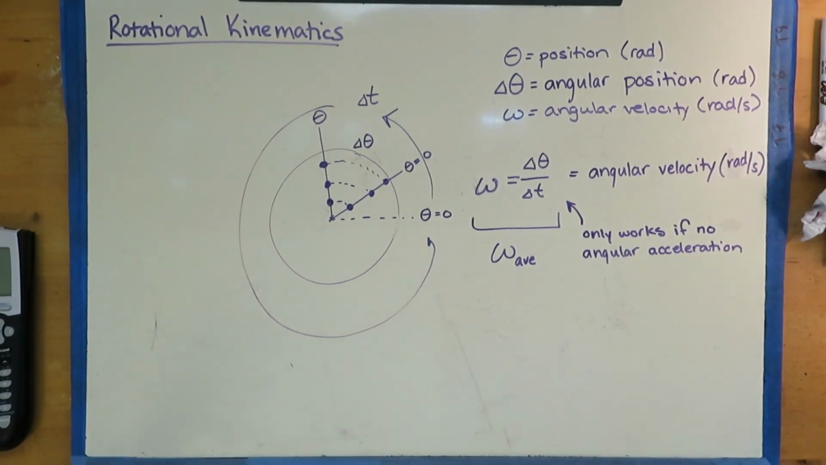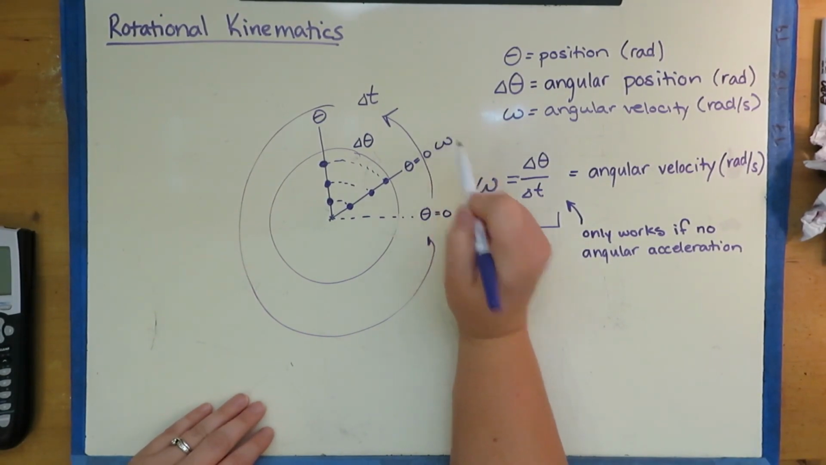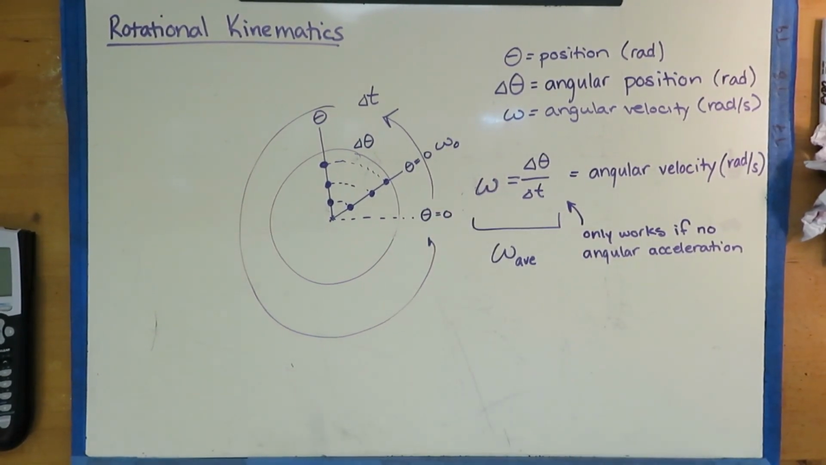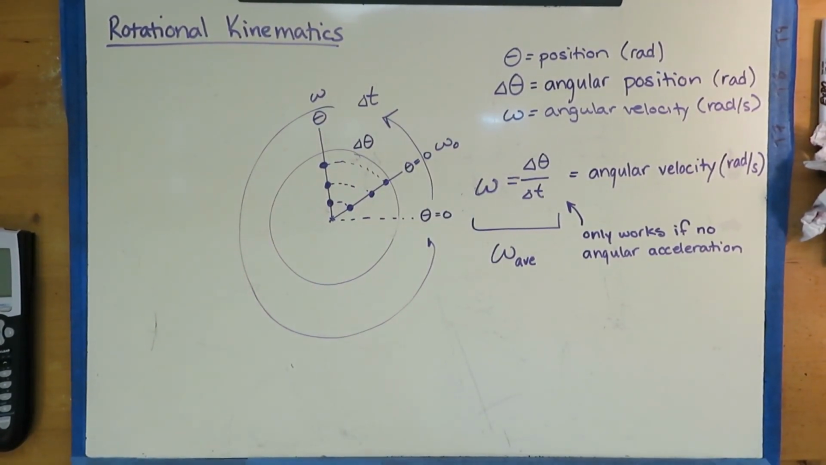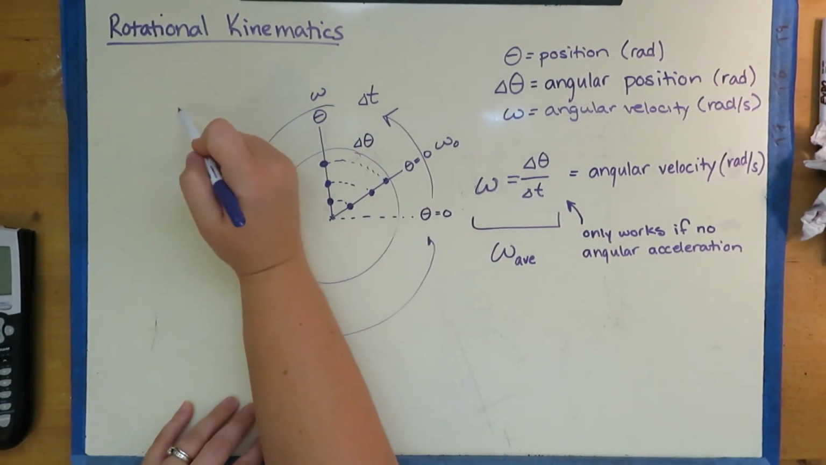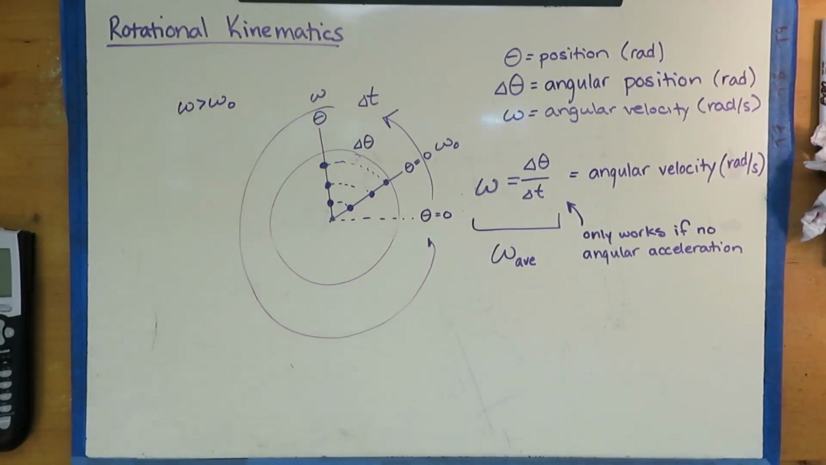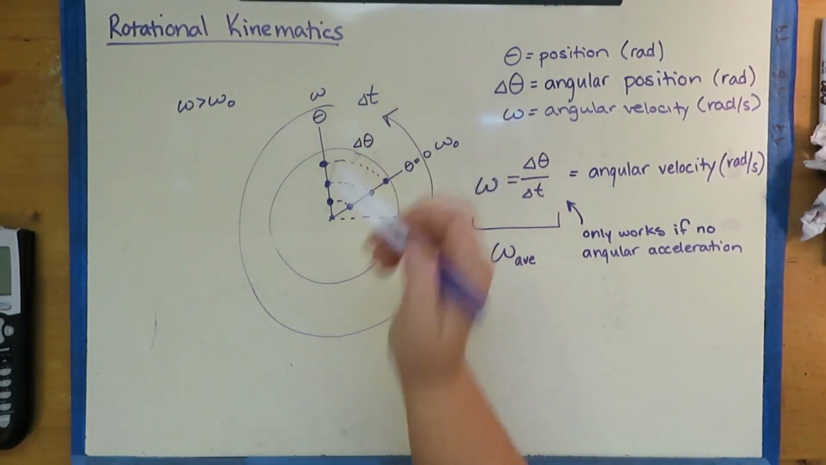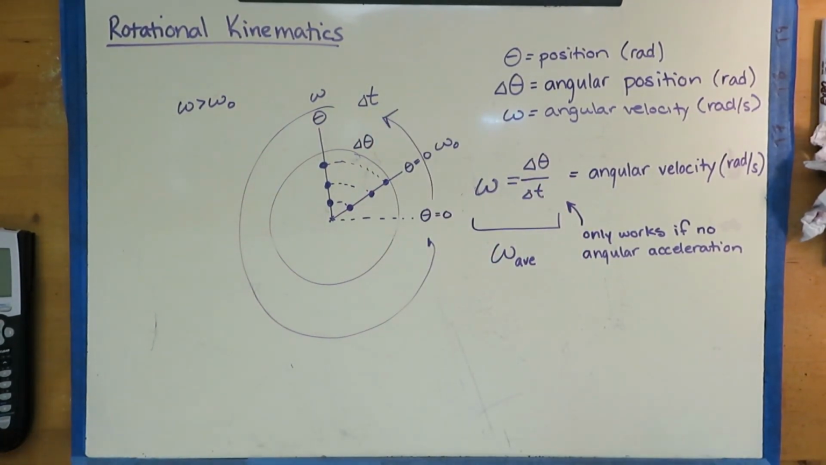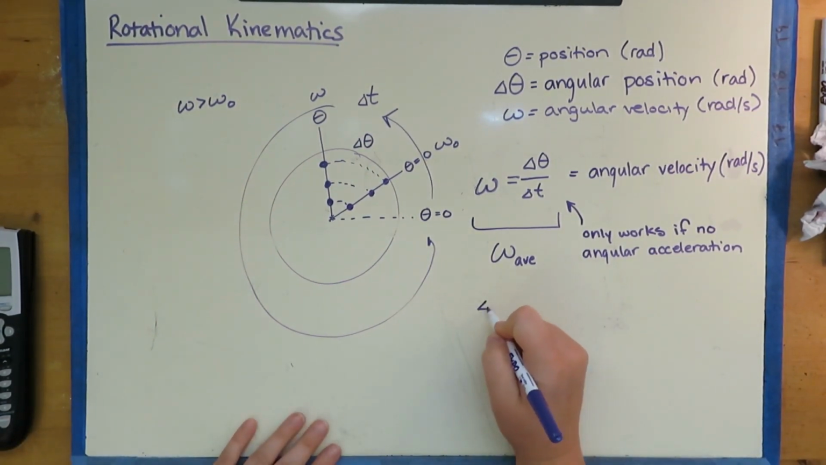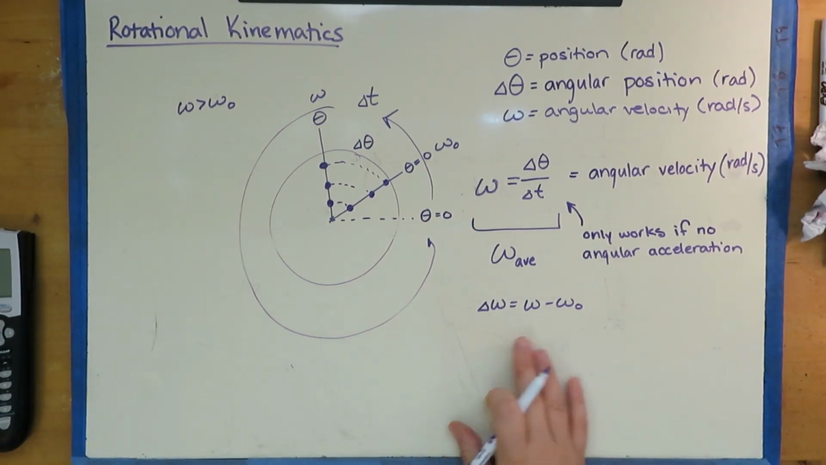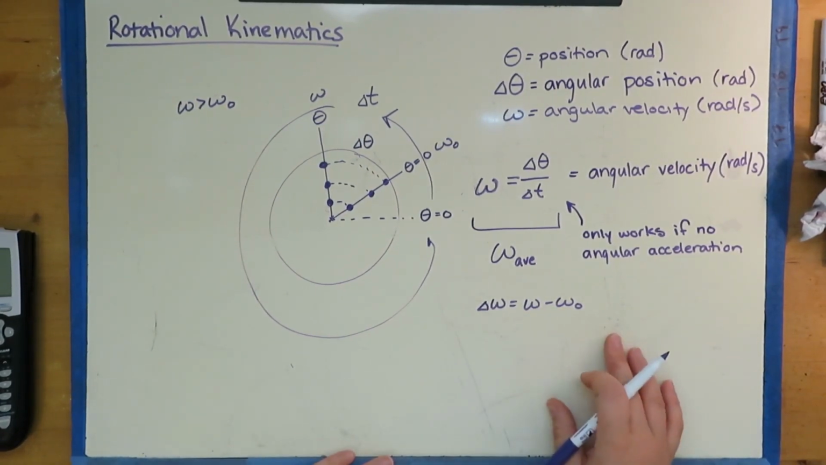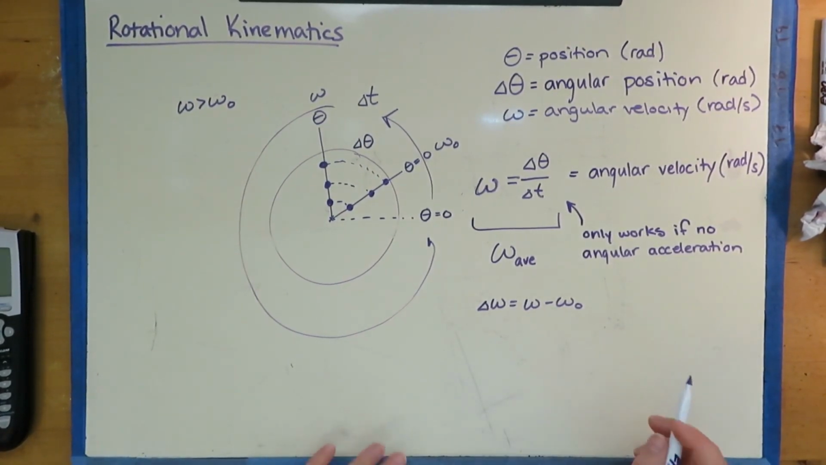So I could then maybe at this position have some initial angular velocity value, and at this time later I could have some other value, so that maybe I have accelerated. So omega is greater than omega 0, so it's gone faster around the circle. Well, if I go faster around the circle, then I'm going to have a change in omega. So my delta omega would be omega minus omega 0. That would be my change in angular velocity, my final angular velocity minus my initial angular velocity. Once again, we're using the variables as they are on the AP Physics 1 formula sheet.